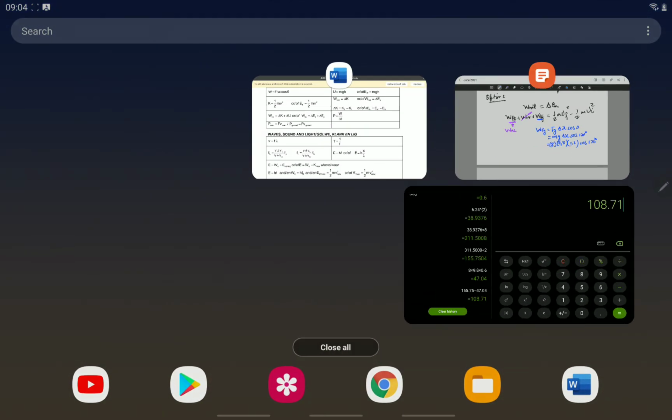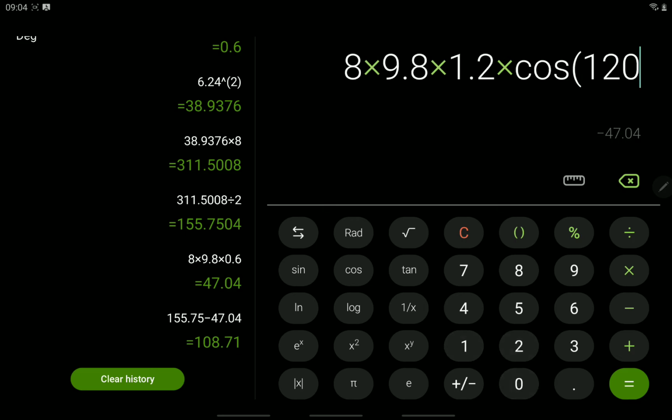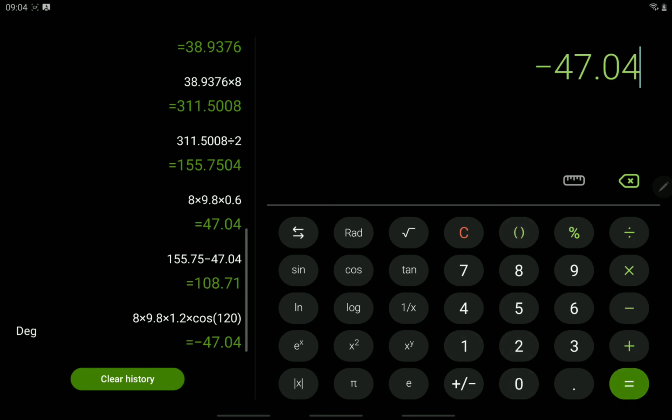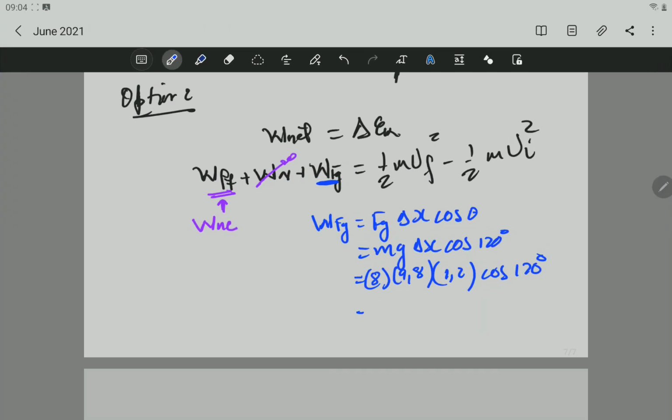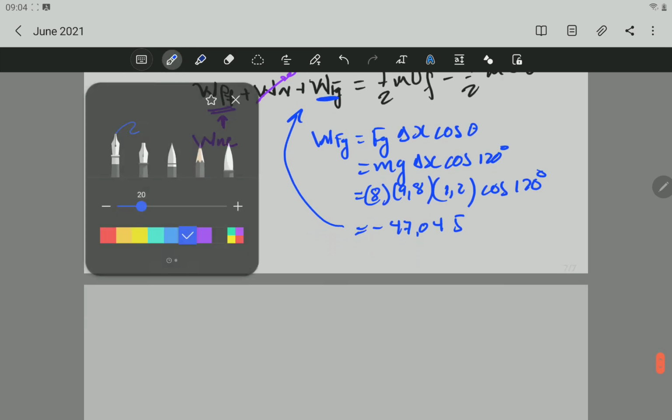Let's show you here real fast. That calculation is 8 multiplied by 9,8 multiplied by 1.2 multiplied by the cosine of 120 degrees, and the answer is negative 47,04. Negative 47,04 joules. That is going to be substituted in that. Alright, so we can do the whole substitution. It's there so you can see it.